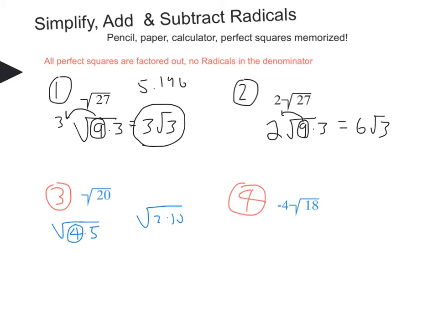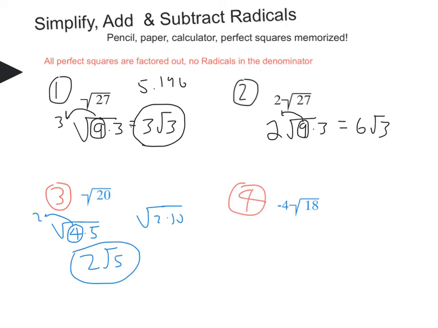I'm circling that. When I take out the square root of 4, the square root of 4 is 2, so I get 2 radical 5. You'd get the same result if you did 2 radical 10, but your work is a little bit longer. So radical 20 reduces to 2 radical 5.